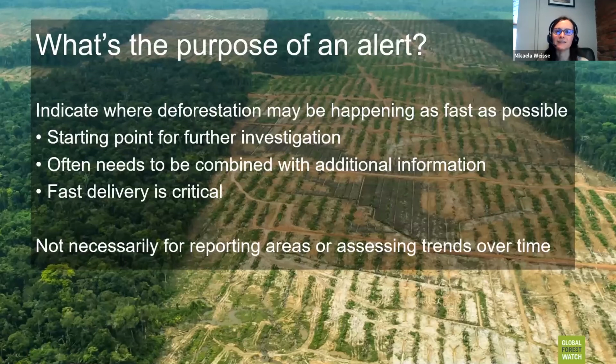Amy talked about this a little bit, but I also want to highlight that these systems are really taking the latest available image to try and detect change as quickly as possible. And as a result, they're not necessarily built for reporting areas or trying to assess trends over time. We have other products like the annual tree cover loss that are a bit more adapted to doing that and use much more information to assess those trends rather than these alert systems that are really trying to pick up change as quickly as possible.